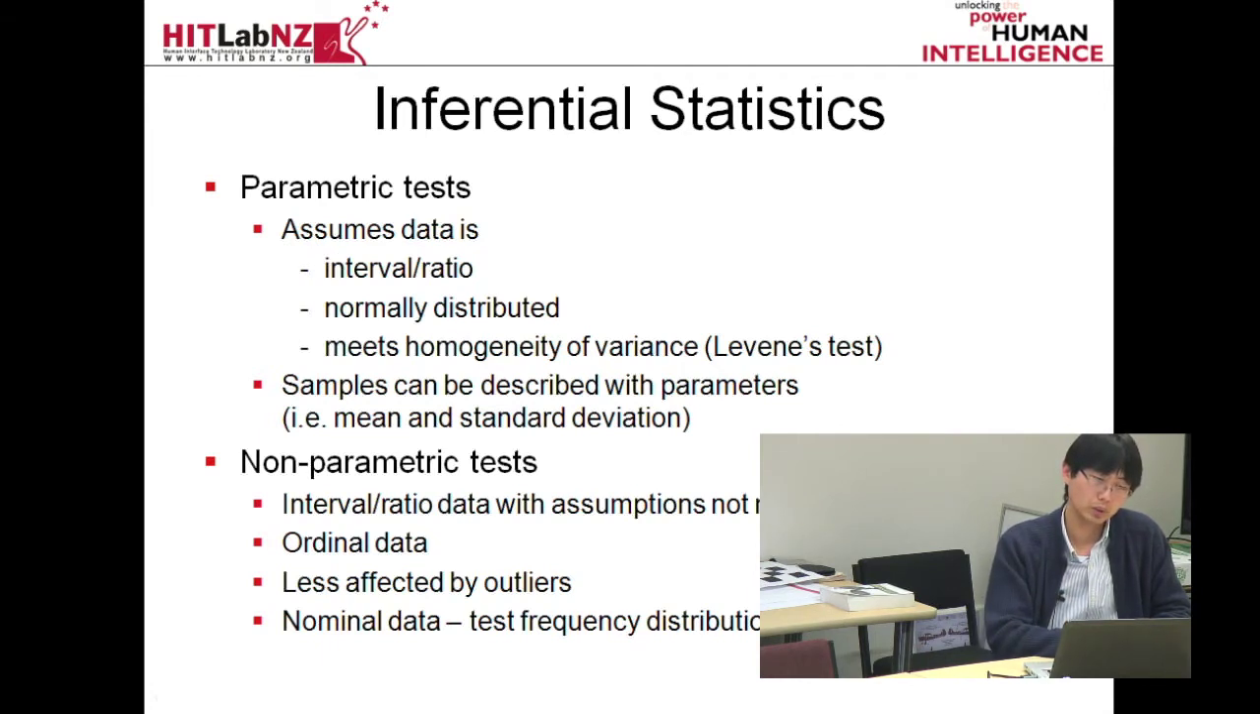The first group is called parametric test. This is the test that assumes the data you give to the statistics test is interval ratio and normally distributed. So if you're going to use this parametric test, you should make sure your data set is normally distributed. And if it fails, then you'll have to fall back into a different method, which in most cases will be non-parametric test.